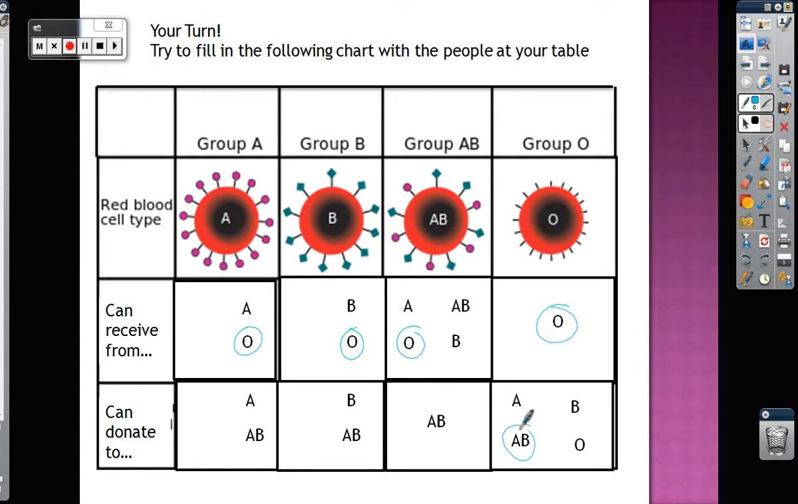Notice that the AB can receive from anyone, right? Because if someone has AB blood, they don't have antibodies for A or antibodies for B, so they can accept anything. That's why a lot of times someone with type AB blood is known as a universal receiver.